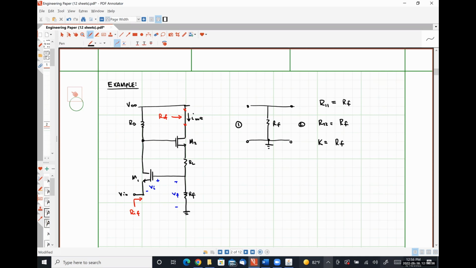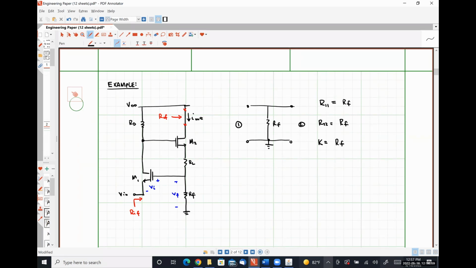We have an input current and an output voltage, which means that our gain should be a transconductance. And so our feedback factor needs to be a resistance to have 1 plus Ka equal a number.